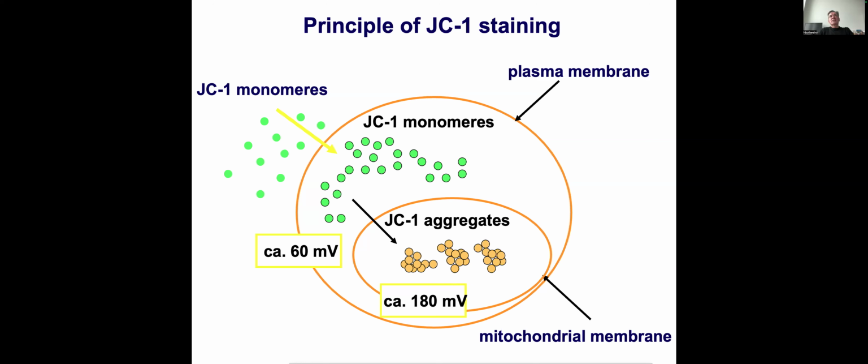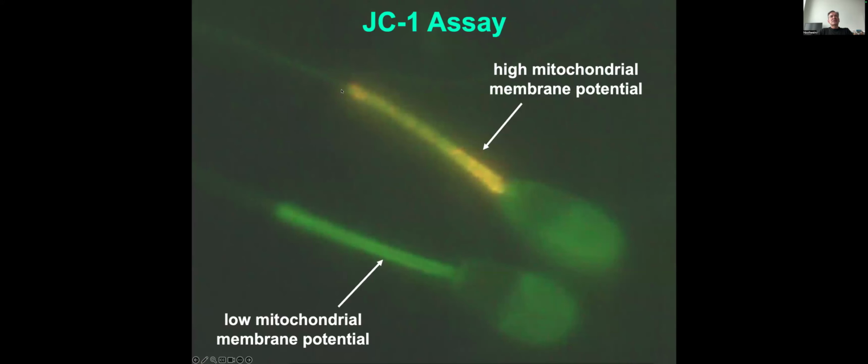they show an orange fluorescence, and if they are in monomers, they show a green fluorescence. And this is shown here. Here you see the mid-piece of the sperm, with more orange fluorescence. This means this sperm shows a high mitochondrial membrane potential. And here you see more a green fluorescence. This sperm has only mitochondria with a low mitochondrial membrane potential.